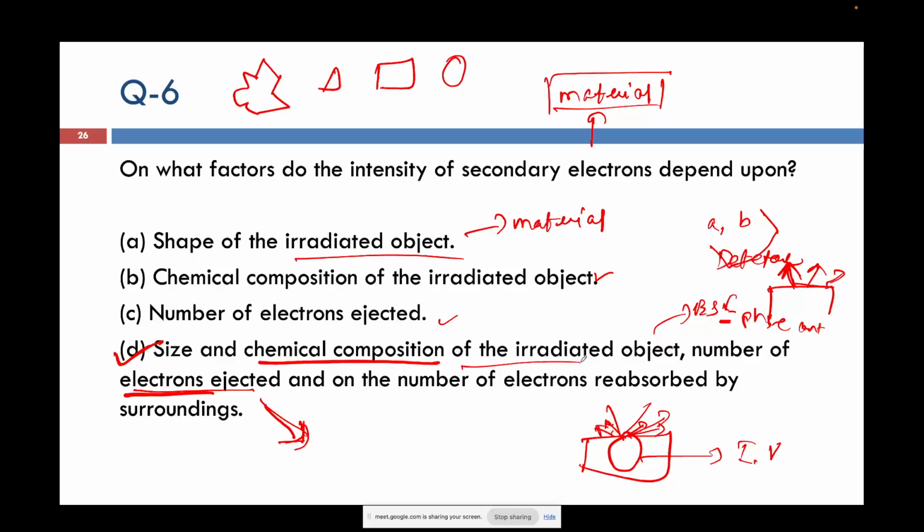How will you get chemical composition? If you do an EDS, energy dispersive spectroscopy, you can do it in both modes, SE mode as well as BSE mode. So if you do an EDS, you will get the chemical composition of the irradiated object. Okay, so D will be the correct answer.